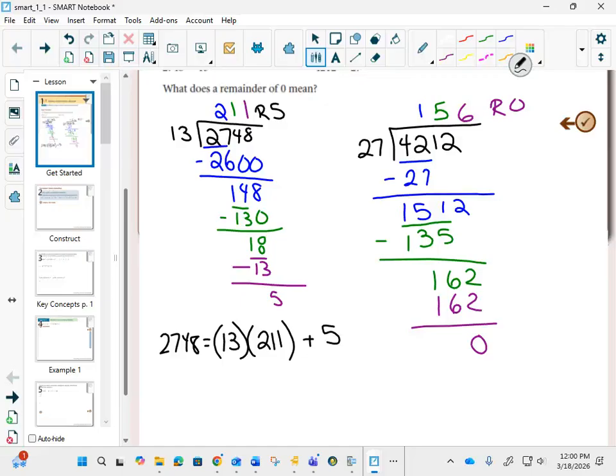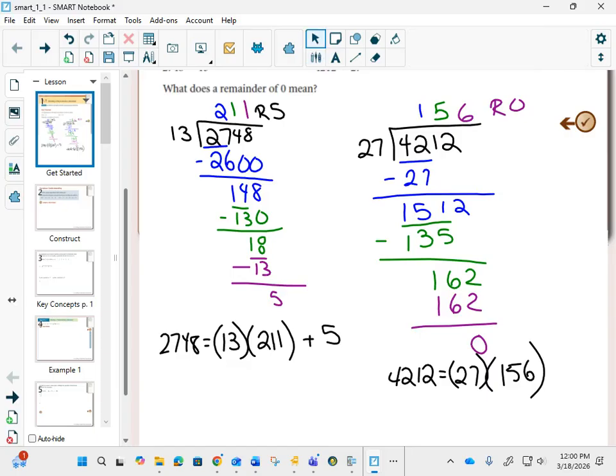Okay, this one tells me perfectly that 4,212 is 27 times 156. What we're going to do tomorrow, we're going to do this with algebra. Long division with polynomials.